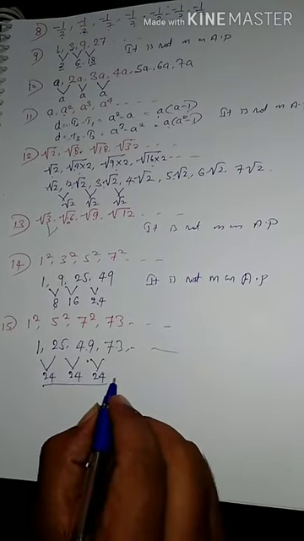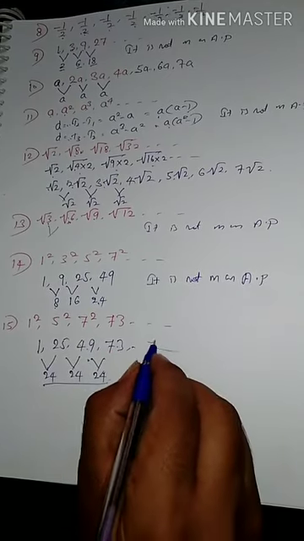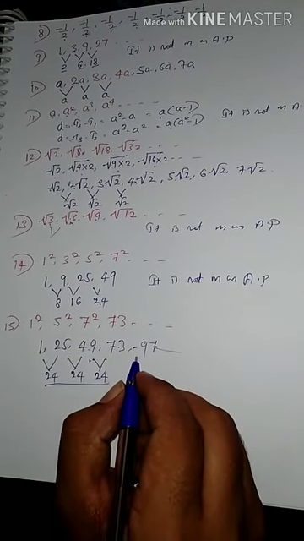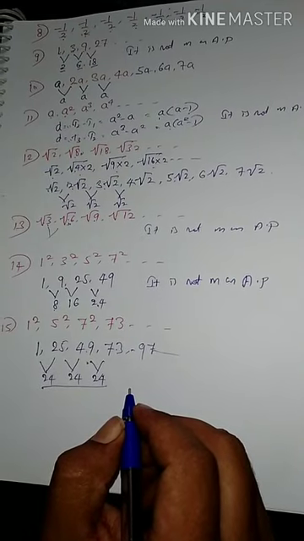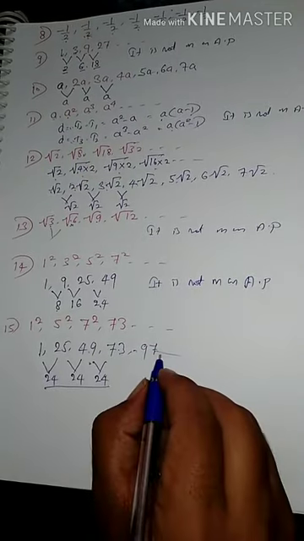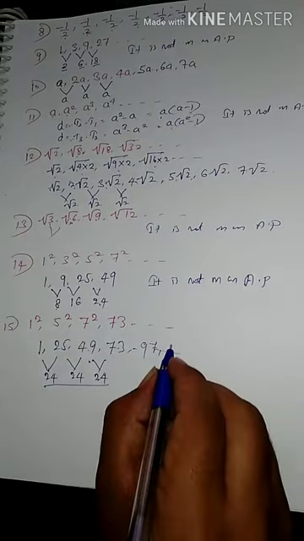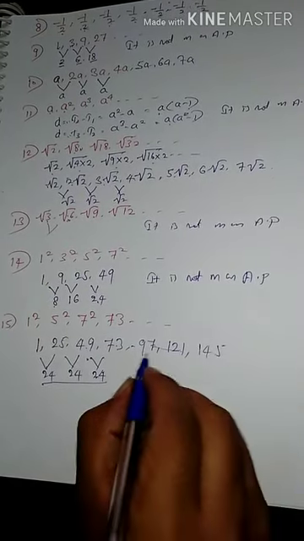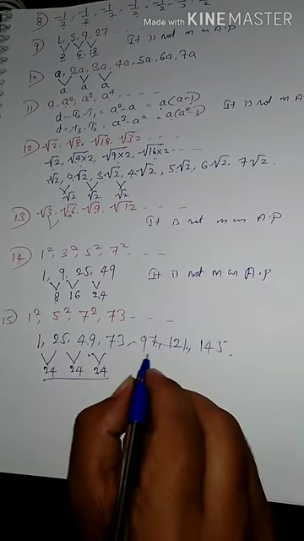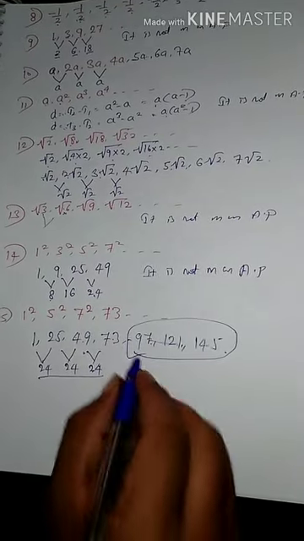And the next three terms of an arithmetic progression are 73 plus 24, which is 97, 97 plus 24 is 121, 121 plus 24 is 145. So 97, 121 and 145 are the next three terms of an arithmetic progression.